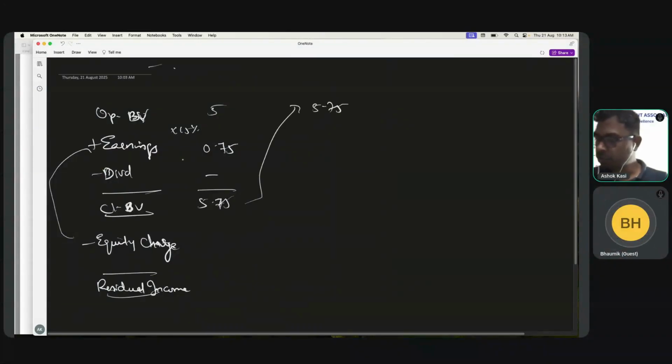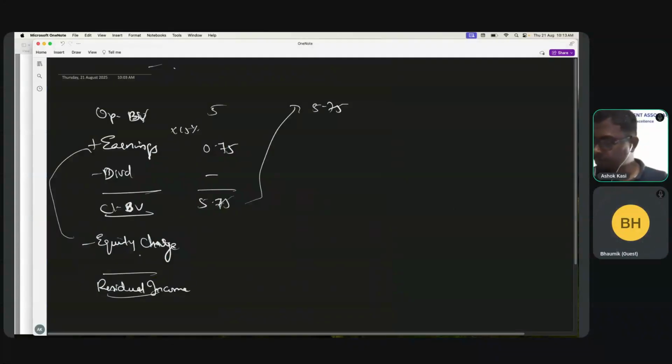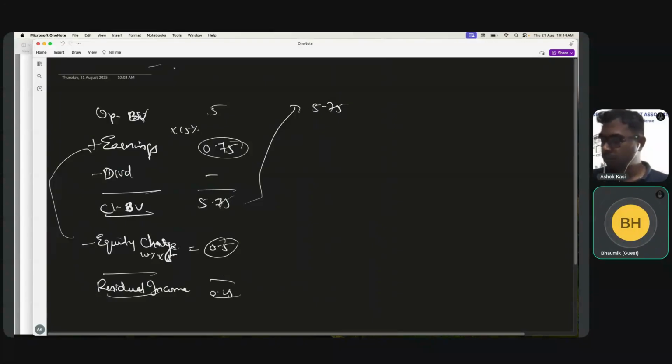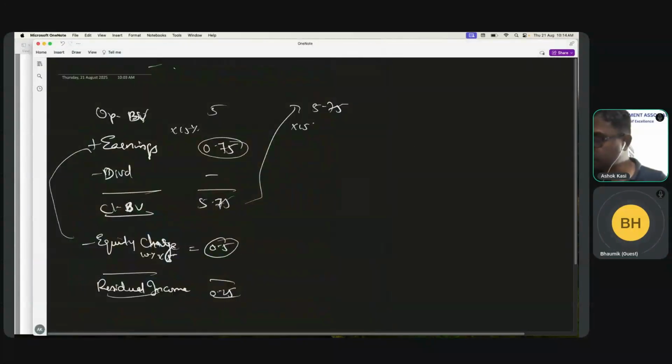But equity charge is going to be 10% of 5, so 0.5. So 0.75 minus 0.5 is 0.25. Then here earnings is again 15% of this 5.75.